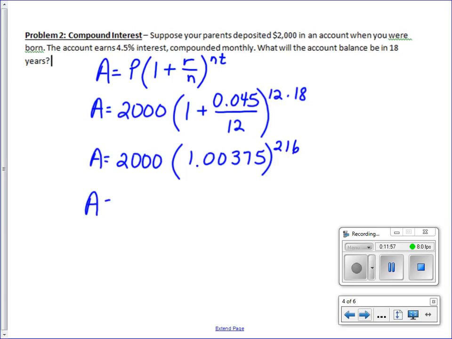All right, so we're ready to put this into our calculator now. We have 2,000 times 1.00375 raised to the 216th power. And what we have, $4,489 and looks like a penny. We'll go ahead and round it to the nearest penny. All right, so you can see that in 18 years at 4.5% interest, the money will have more than doubled. And of course, the more money that's deposited, the more money you earn.